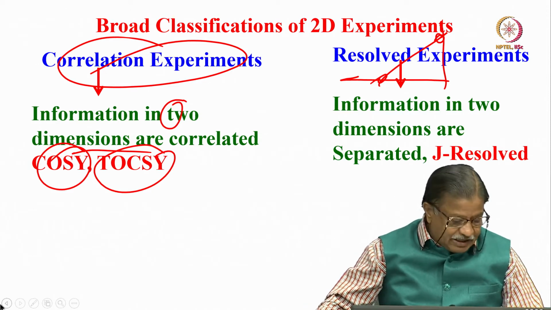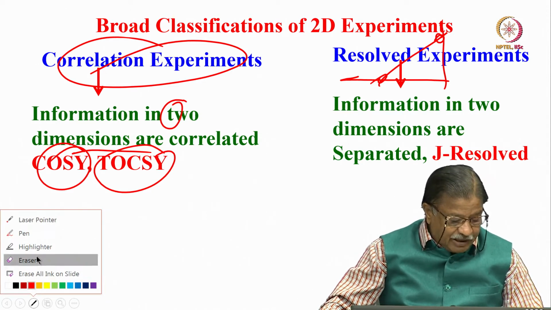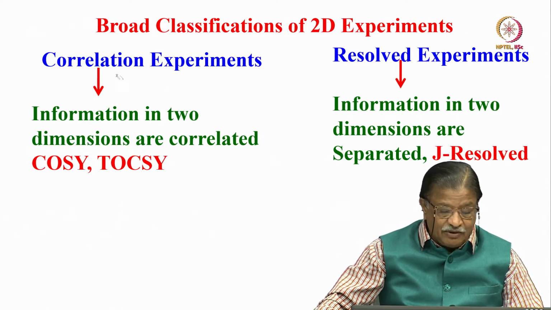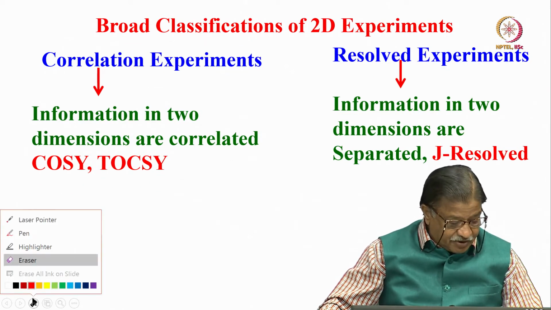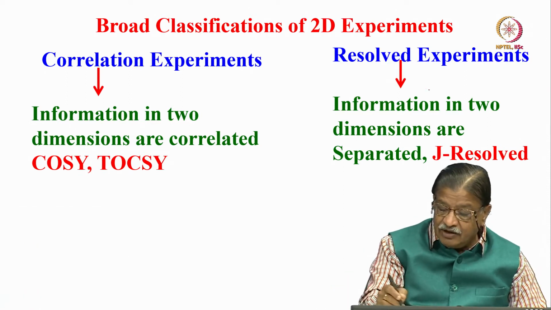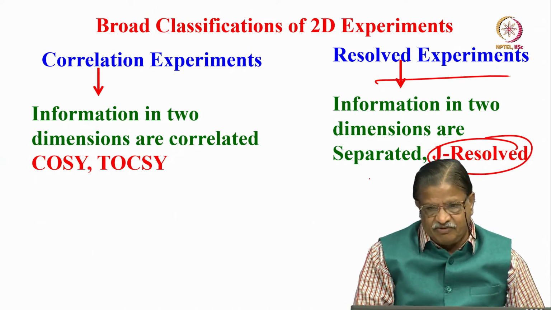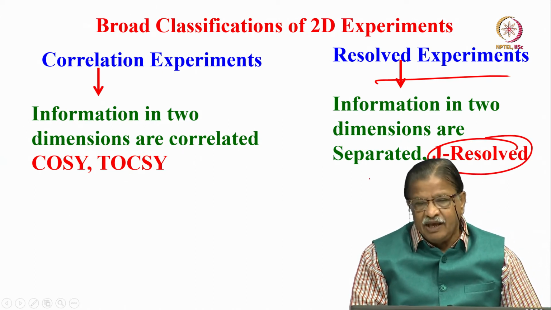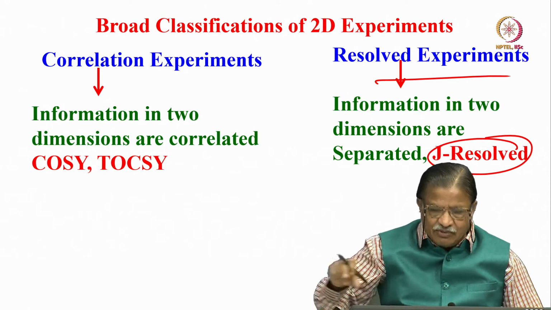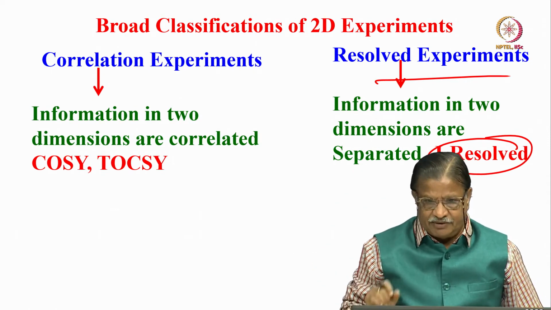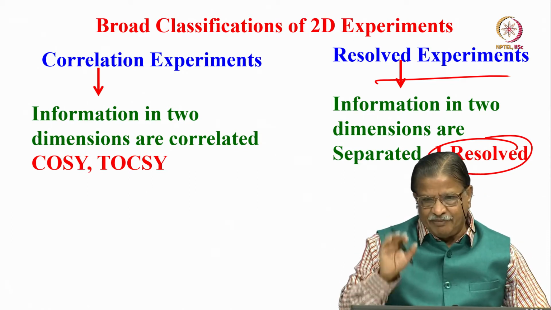Now the other thing is the resolved experiment. The resolved experiment is another type of experiment where the information content is spread into 2 dimensions. That is the resolution. Here you are resolving, separating out the 2 pieces of information. For example, the J resolved experiment. In J resolved, you have chemical shift in 1 dimension and J coupling in another dimension. That is also possible. You can do that. Okay, that is one type of experiment.